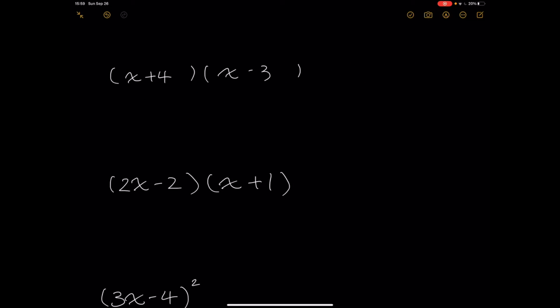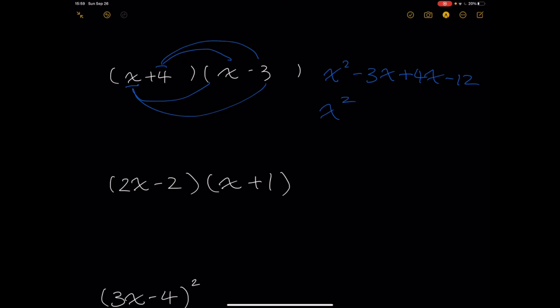Now, a different type of multiplication process. So when we see situations like this, we use what we call a rainbow method. So we spread the first number of the first bracket to the first number of the second bracket, second number of the second bracket. Then we spread the second number of the first bracket to the first number of the second bracket and the second number of the second bracket. So that will look like x times x is equal to x squared minus 3x plus 4x minus 12. If we simplify, that will look like x squared plus x minus 12.